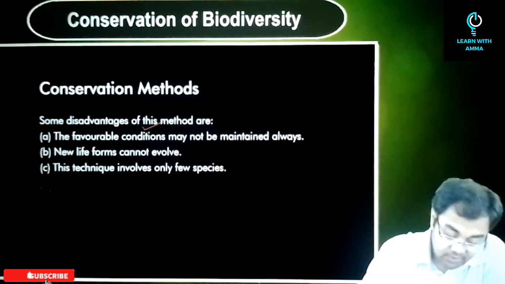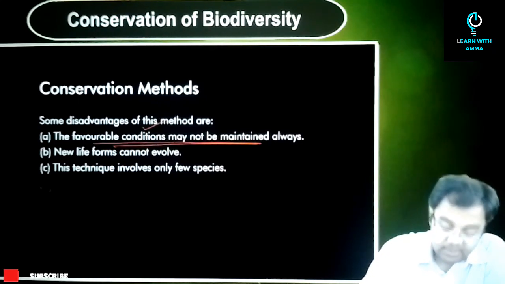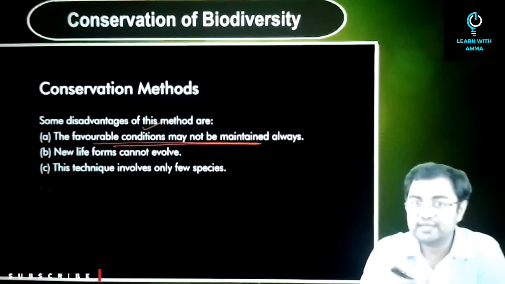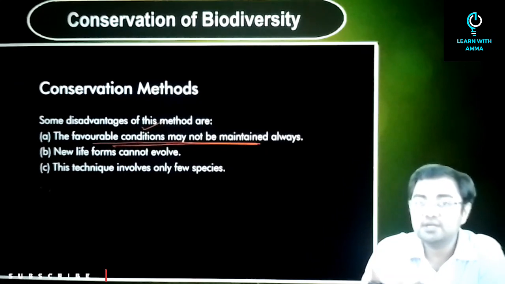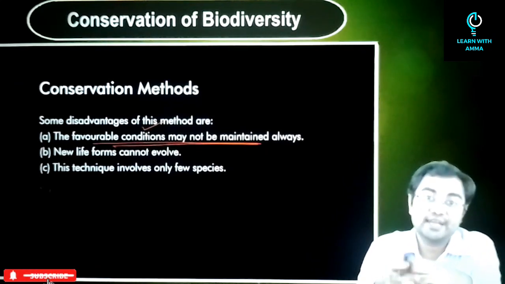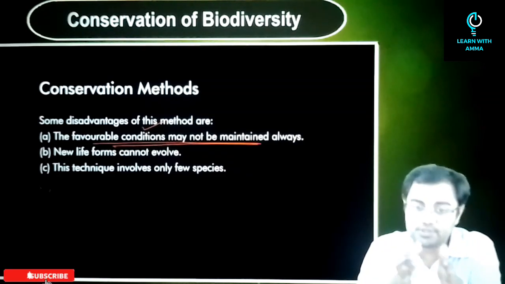So first of all, the favorable conditions may not be maintained always, and this is very, very true, it becomes very difficult. And you will see that if you go by data and look at the deaths that keep on happening in the zoos, you will understand that many of it is happening because there is no proper maintenance, and of course they are not residing in their natural habitat, so many times they will not be able to survive.